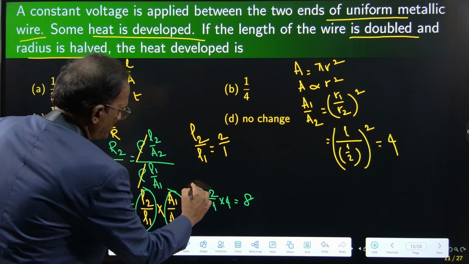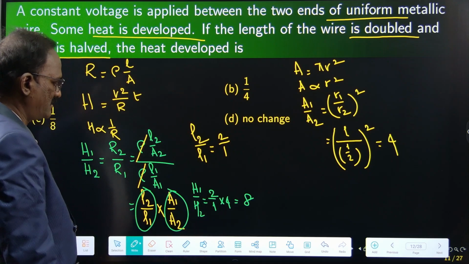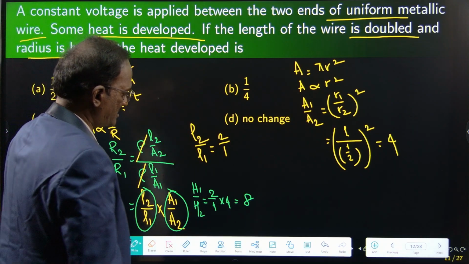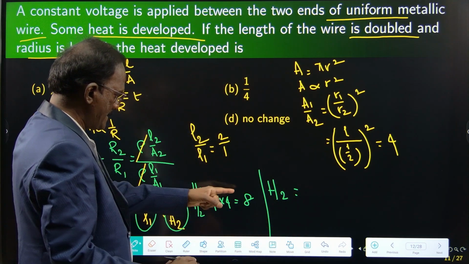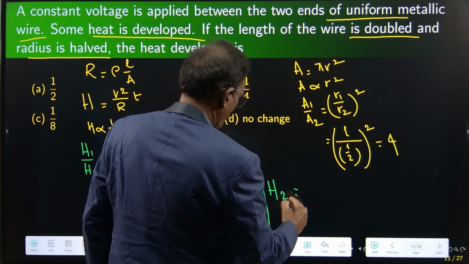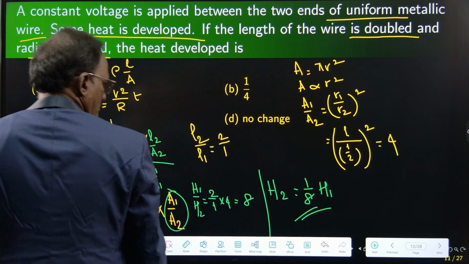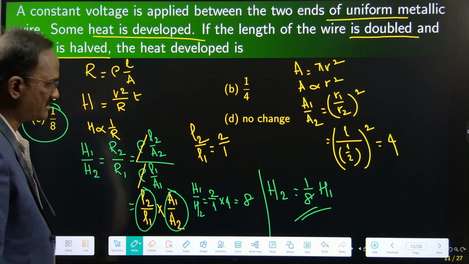So H1 by H2 is equal to 8. The question is the heat developed after changing the dimension. The new heat H2 is equal to H1 by 8. So H2 is equal to 1 by 8 H1. It is reduced to 1 by 8 times.